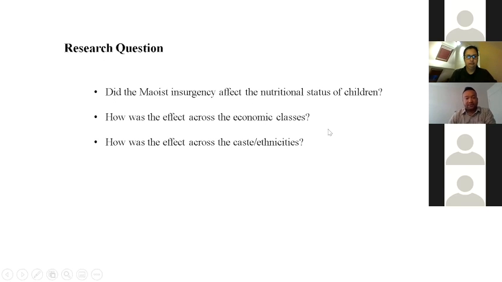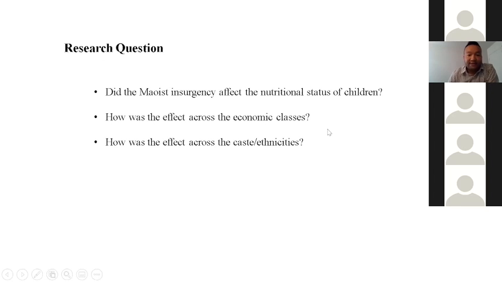So my basic research question in this work is, did the Maoist insurgency affect the nutritional status of children? The second question is, how was the effect across the economic classes? Because the war is related to the communist insurgency, I wanted to see how the war affected the different economic class groups in Nepal. And the third question is, how was the effect across the caste and ethnicities?